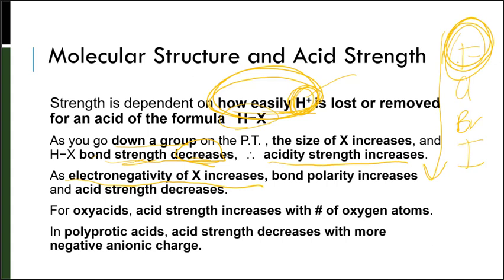We know fluorine is the most electronegative. So if electronegativity is increasing, then we're going in the opposite direction. Bond polarity increases and the acid strength will decrease, because we know acid strength is increasing as we go down. For oxyacids, and I'll show you that here in a second, acid strength increases with the number of oxygen atoms. In polyprotic acids, acid strength decreases with more negative anionic charge.